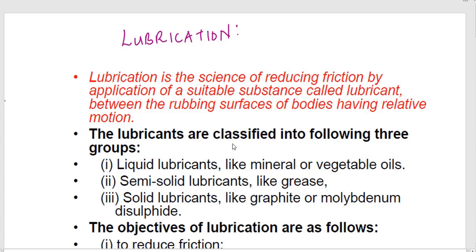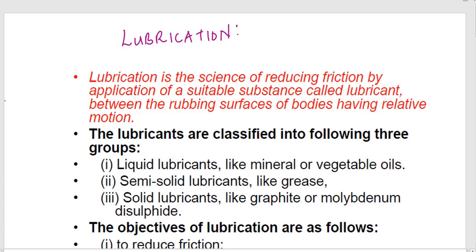The lubricants are classified into the following three categories. We have liquid lubricants like mineral or vegetable oils. There are semi-solid lubricants like grease. There is also a category of solid lubricants like graphite or molybdenum disulfide.